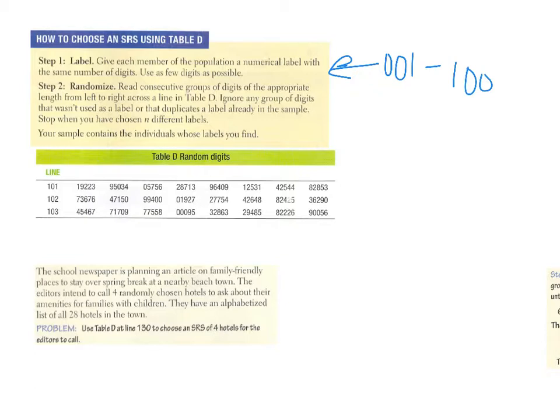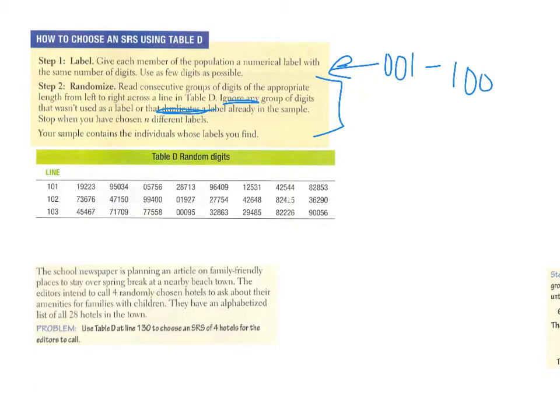It gives you directions here as to how to do that on this table. So you choose which line you're going to start at. Sometimes the problem will tell you, or you could randomly choose it by putting it in the number generator of your calculator. You're going to start on line 106, or you're going to start on line 225. Then you read consecutive groups of digits of the appropriate length from left to right across the line in Table D. You ignore any group of digits that wasn't used as a label or that duplicates one already in the sample. Stop when you have chosen however many you want.